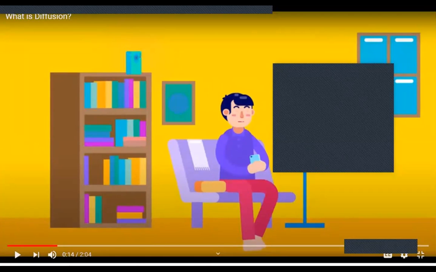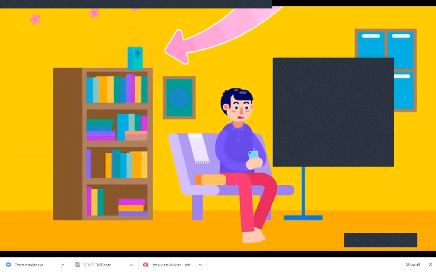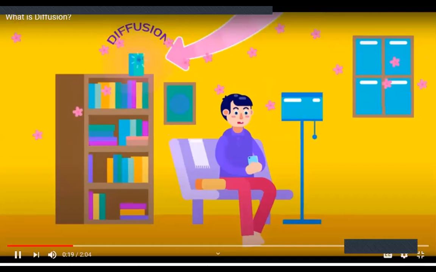See, basically, the definition is nothing but mixing up in the area, in simple language, if I can say. Understood, everyone? You spray it in your room. Diffusion is to be blamed.